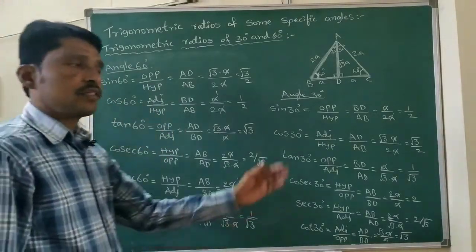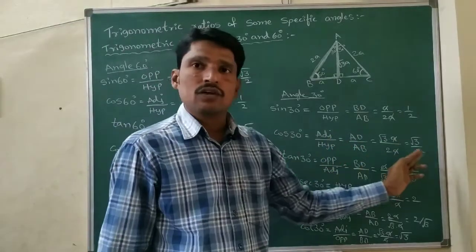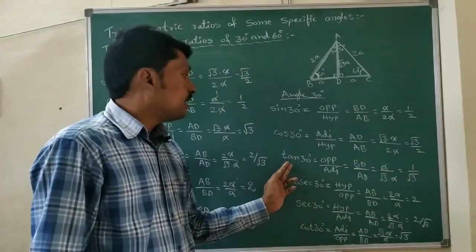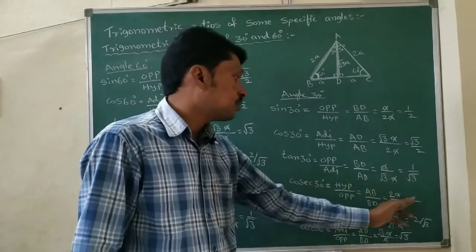So once again repeating all this. Sin 30 equals 1 by 2. Cos 30 equals root 3 by 2. Tan 30 equals 1 by root 3. Cosec 30 equals 2.